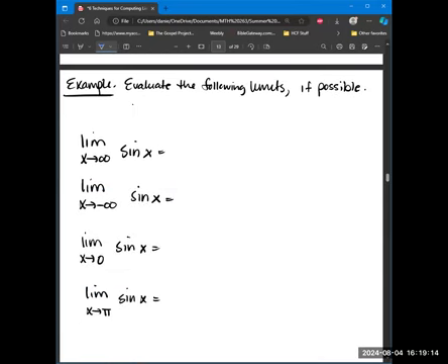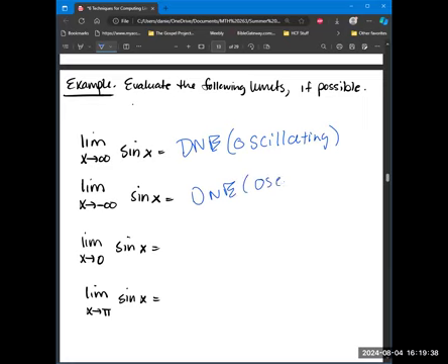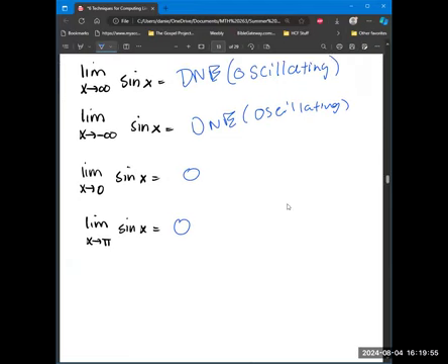All right. Evaluate the following limits if possible. This does not exist because it's oscillating. This does not exist because it's oscillating. This is equal to 0, and that's equal to 0. But we can't evaluate these limits because of the oscillating behavior. We don't know what it's doing at the end because the end is just going back and forth between negative 1 and 1.